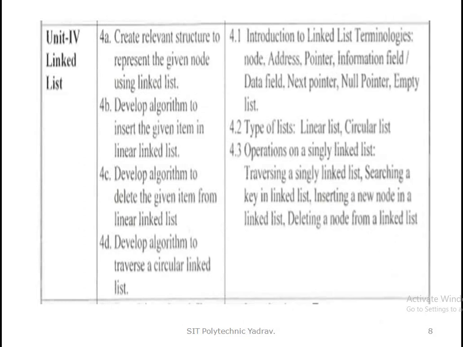The next unit, the fourth unit, is named linked list. Linked list is another data structure. It has three sub points, 4.1, 4.2, 4.3. In 4.1, introduction to linked list terminologies: node, address, pointer, information field, data field, next pointer, null pointer, empty list. 4.2, types of list: linear list, circular list. Next, 4.3, operations on singly linked list.